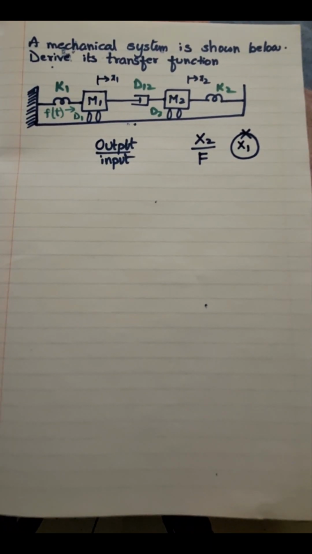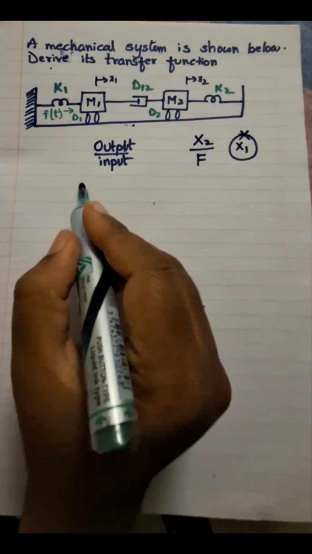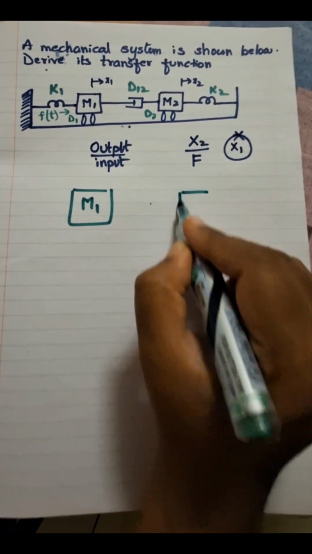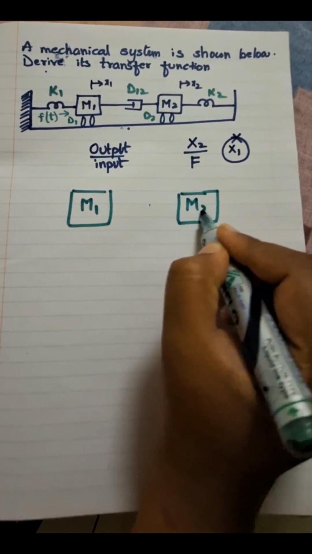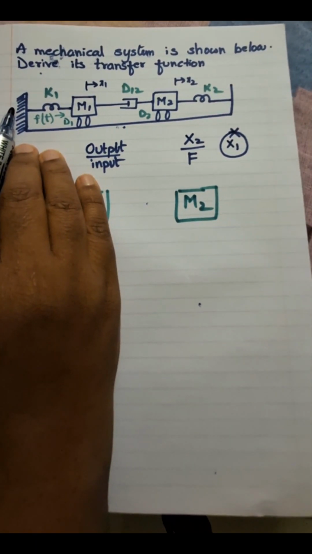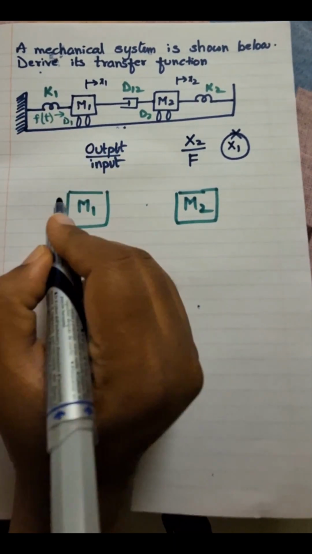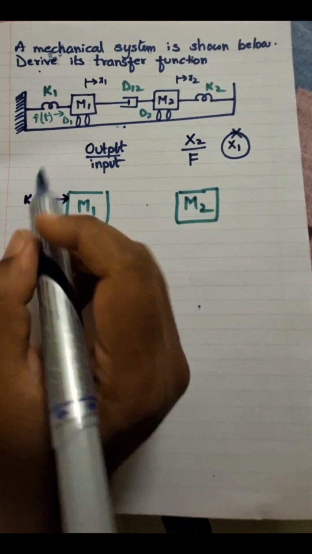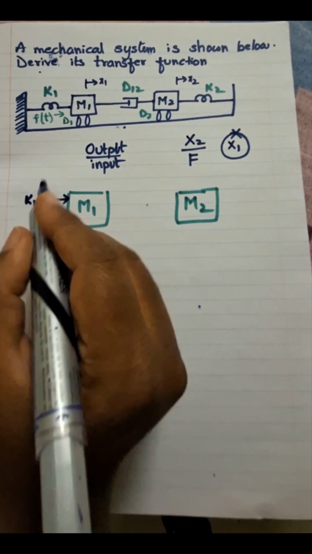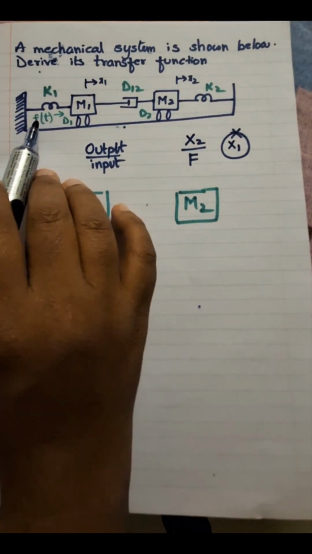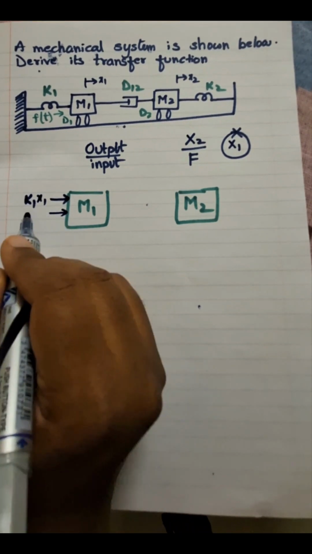Okay, so now first let's write the single line diagram. What is the single line diagram? So we have mass 1 and we have mass 2. Perfect. Now let's start from the left hand side. So this is K1. K1 has a displacement x1, so it will be K1 x1. Next, force F is there, F of t is there.